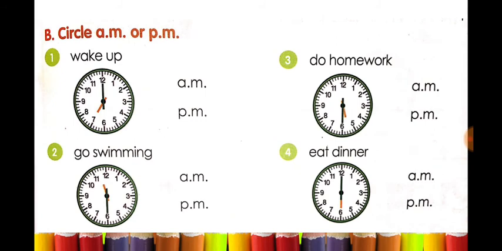Now here we circle AM or PM. We already have the clock and the hour, and we just have to analyze at which time we do this action. The first action is waking up. I'm waking up at 7 AM or PM? Waking up in the morning. Perfect, AM. Go swimming. It's 11:30. Have you ever gone swimming at 11:30 PM with the dog outside and freezing?